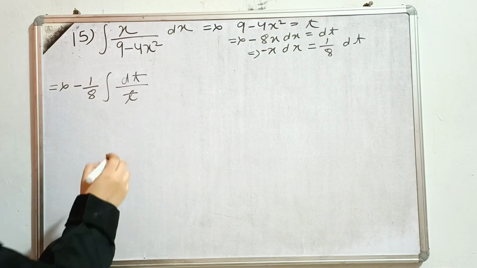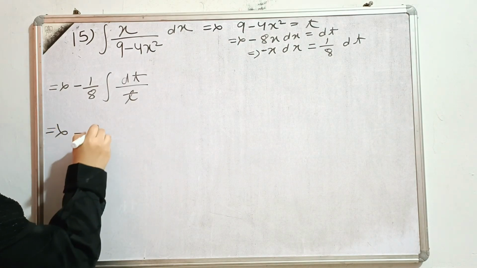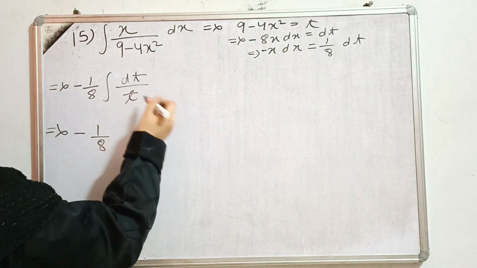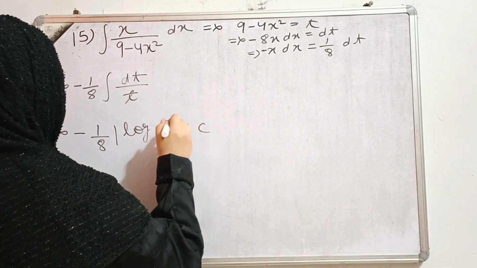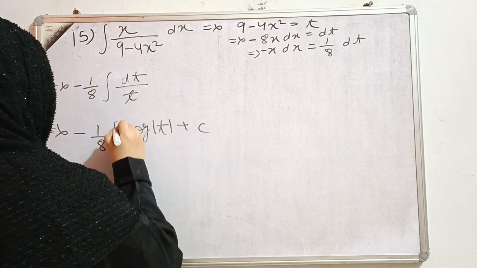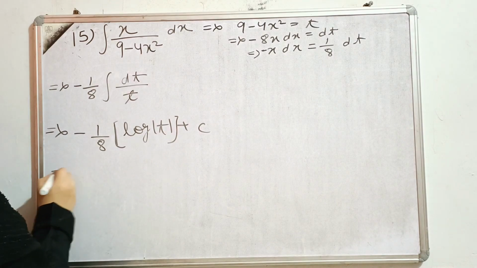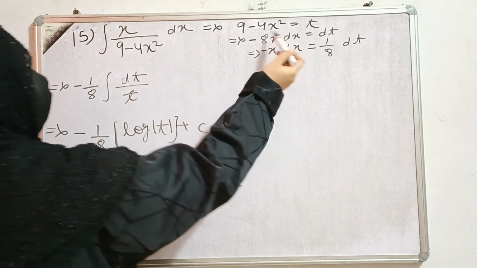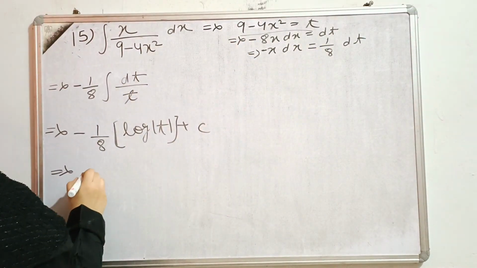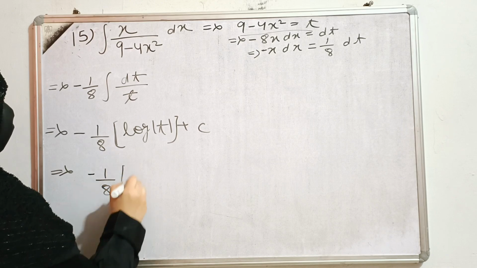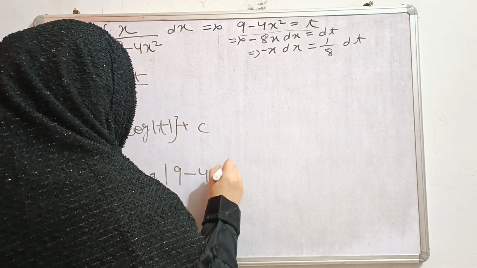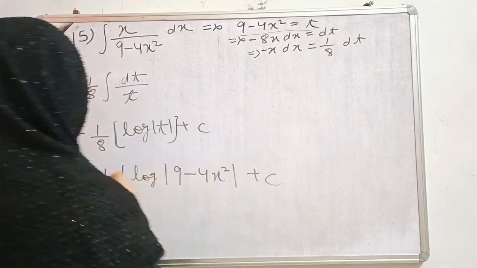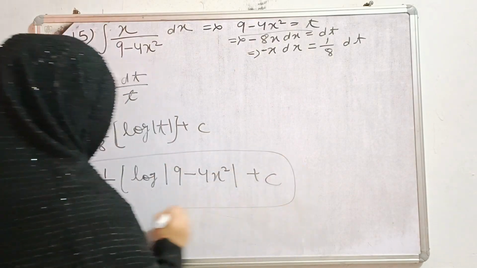So minus 1 upon 8, this integration is log of t plus c. Now substituting the value of t, we get minus 1 upon 8 log of 9 minus 4x square plus c. Scholars, this is our final answer.